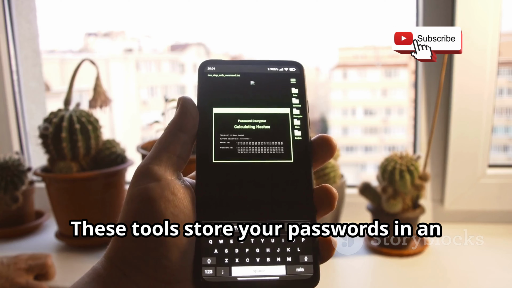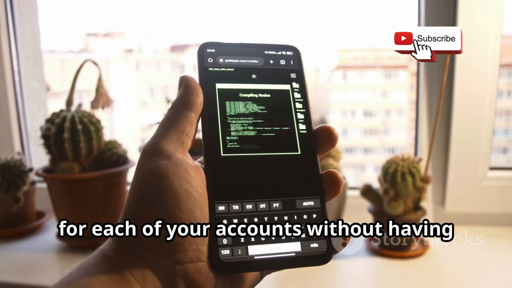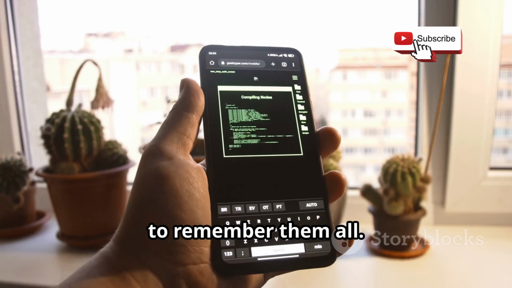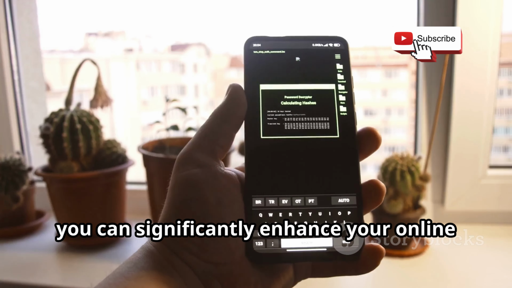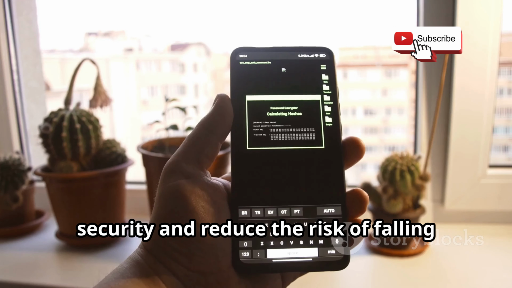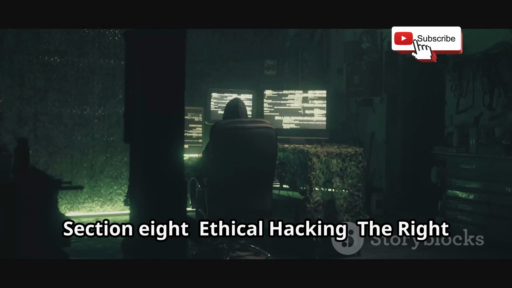These tools store your passwords in an encrypted format, making it easier to use unique passwords for each of your accounts without having to remember them all. By using a password manager, you can significantly enhance your online security and reduce the risk of falling victim to password cracking attempts.